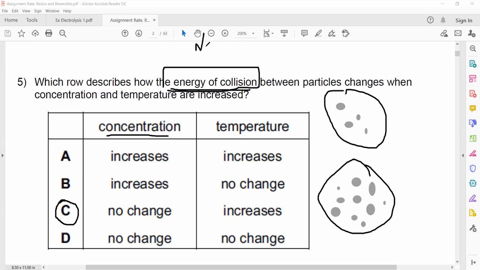If this was number of collisions, then both should increase. But the term is energy of the collision. So energy of the particle depends on the temperature, not on the amount. That's why for energy of the collision here, if the particles are having energy of 2 joules to collide, the other one also has energy of 2 joules to collide. But if I carry out the reaction at higher temperature, then particles will have more energy. That's why C will be the right answer. Is it clear?